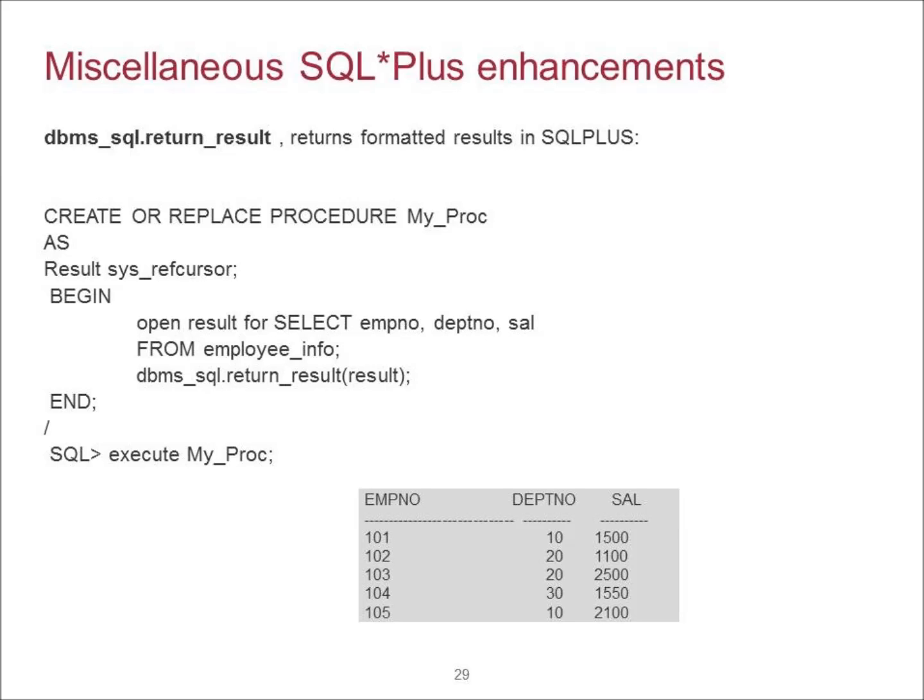So in this one, I'm simply creating a procedure, myproc, and then I'm selecting the data from the employee info table, and if you look at the end, it says DBMS_SQL.RETURN_RESULT. So when I execute my procedure, it will simply bring up all the data formatted and displayed on your command prompt or SQL+ prompt. So this is pretty easy. I think this is a really neat function.